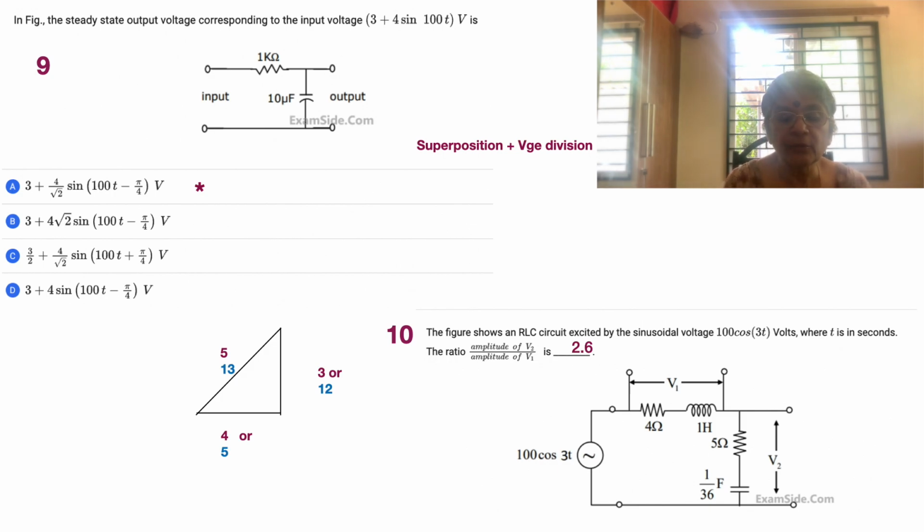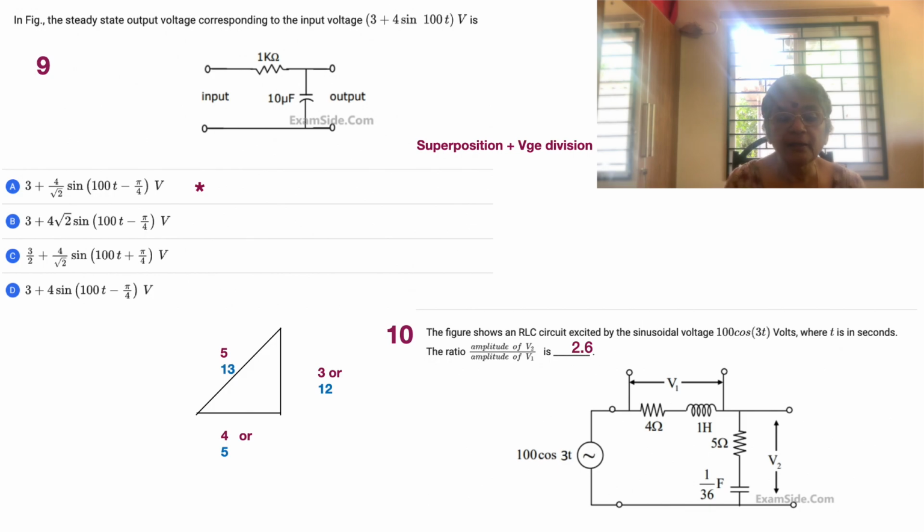When you look at the next circuit, that's going to be again 5 ohms, and then we have 1 by 36. So 1 by 36, when you use omega, it's going to be 1 by omega C. So 36 by 3 is equal to 12. And as we got in the earlier case, 12 square plus 5 square is equal to 169, and the square root is going to be 13. So we have 13 here, and in the upper arm we are going to have 5.